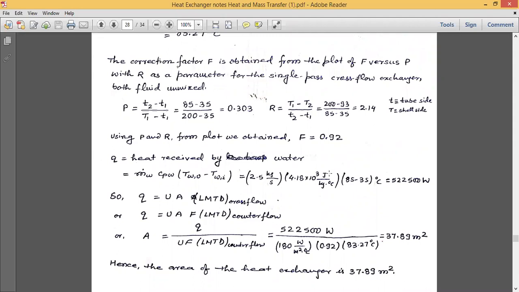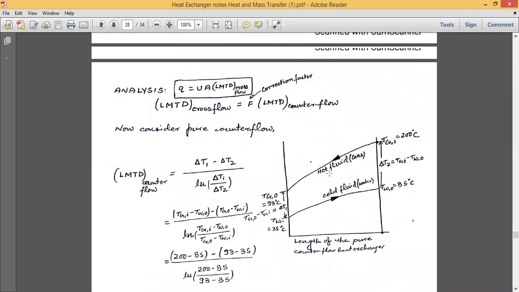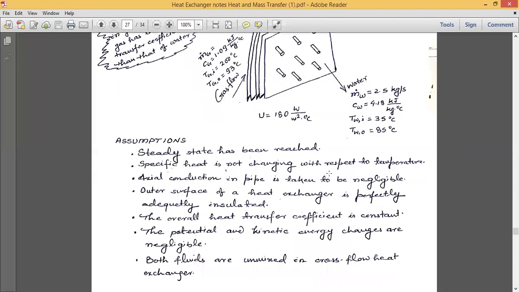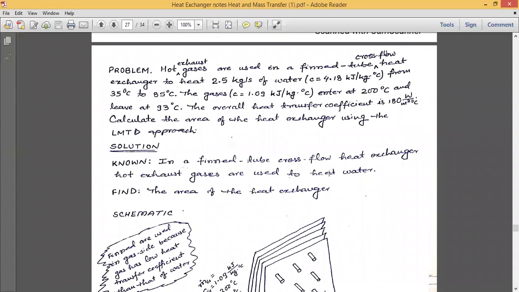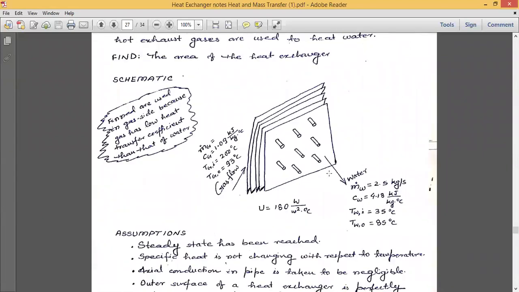By doing this numerical problem, we know how to calculate LMTD, and first of all how to solve a numerical problem, what the different approaches are. First, you need to determine what the known values are, and write a statement in your own language. Thereafter, you should write what is to be found, what is needed in the problem. Thereafter, you need to draw the schematic diagram and put all the given data on it, say mass flow rate, temperature, specific heat, overall heat transfer coefficient, whatever is given.